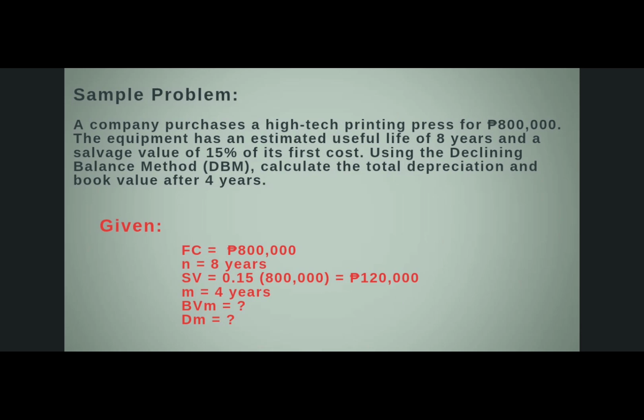A company purchases a high-tech printing press for 800,000 pesos. The equipment has an estimated useful life of 8 years and a salvage value of 15% of its first cost. Using the declining balance method, DBM, calculate the total depreciation and book value after 4 years. The given data are the FC or the first cost, which is 800,000 pesos, and the useful life, which is 8 years, the salvage value, which is 0.15 times 800,000 pesos, which is equal to 120,000 pesos, and M, where the time point is after 4 years.